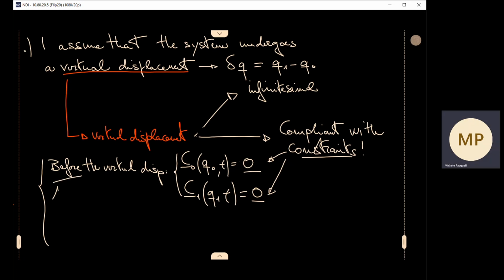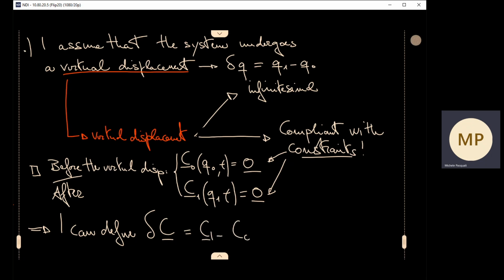So the before, after the virtual displacement. Okay? So that I can also define the virtual variation of the constraint, delta C, given exactly by C1 minus C0.